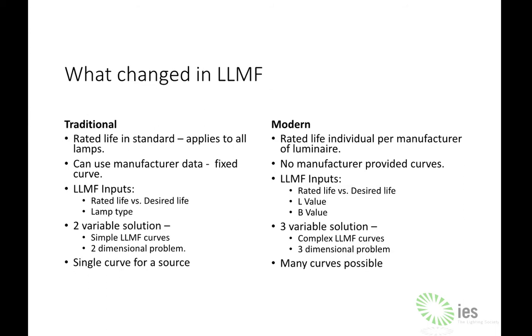So our previous LMF inputs were just the rated life, desired life, that factor, plus the lamp type. Very easy to calculate. Whereas our new LLMF, we've got this life factor, as well as our L value and our B value. And we've turned from having a 2-variable solution, something that was very easy to understand with a simple input-output, something that worked well in a table, to a 3-variable solution. And once you start talking your rated versus desired life, and your L value and your B value, you're ending up with a 3D cube table.